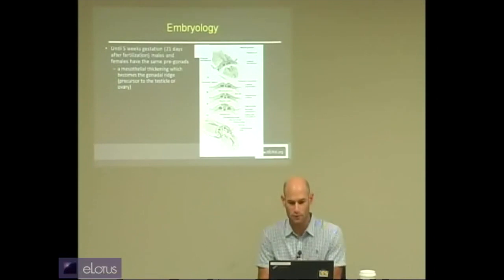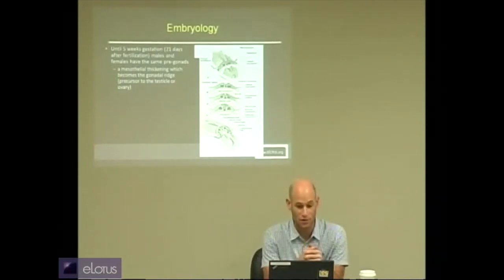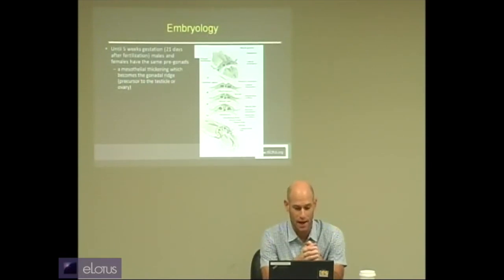So in terms of the embryology, at 5 weeks gestation, which is 3 weeks after fertilization, males and females have the same pregonads. Gonads are the reproductive organs. And those gonads are a mesothelial thickening, which becomes what's called the gonadal ridge. And this is the precursor to the testicle or the ovary.